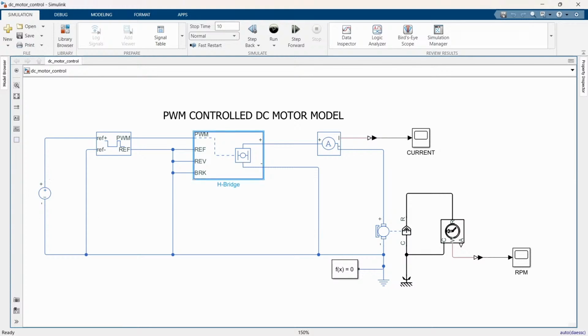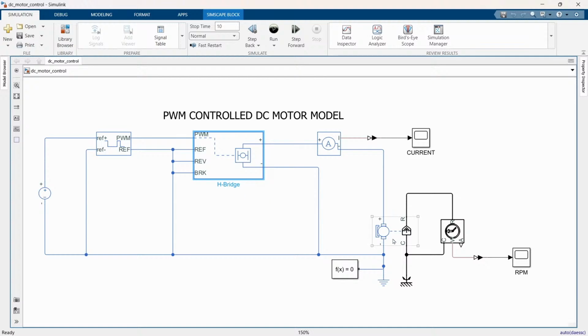So next we have an H-bridge. What is the use of this H-bridge here? Basically, this H-bridge is a kind of circuit that allows us to control the direction of current flow through the motor. It enables us to make the motor spin in both forward and reverse directions by switching the polarity of the voltage applied to it. So this block controls the H-bridge to change the motor's direction.